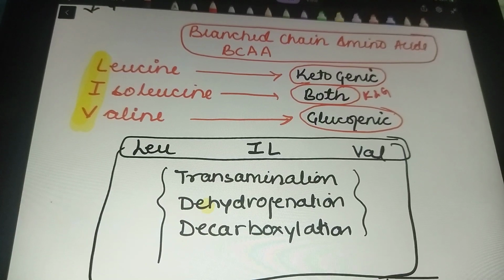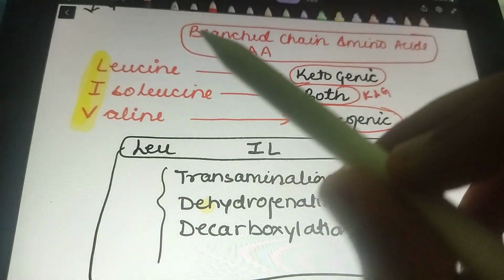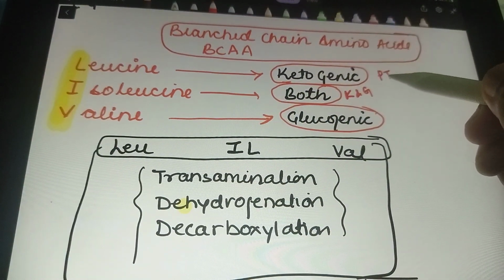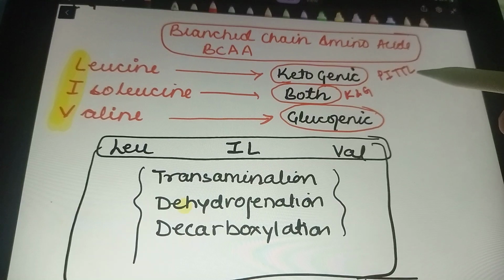This is from its chemical structure. And talking about ketogenic, we have already told we have a code there, that is PITTL. The L is leucine, P is phenylalanine, I is isoleucine, and the two T's are threonine and tryptophan. So these are the ketogenic amino acids.